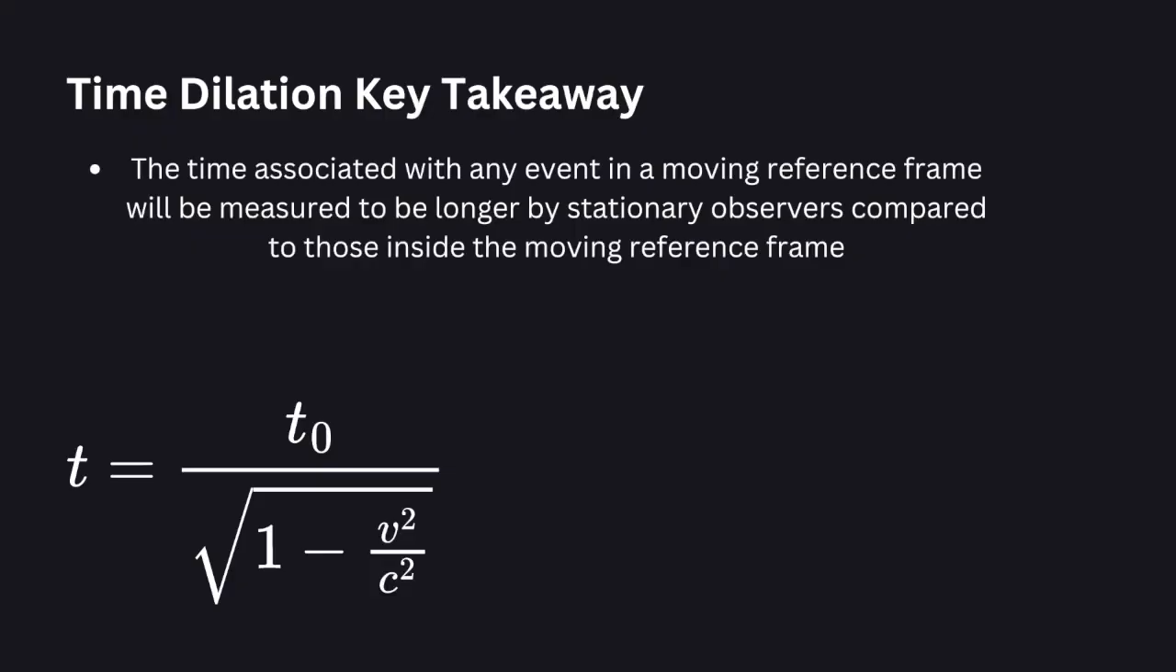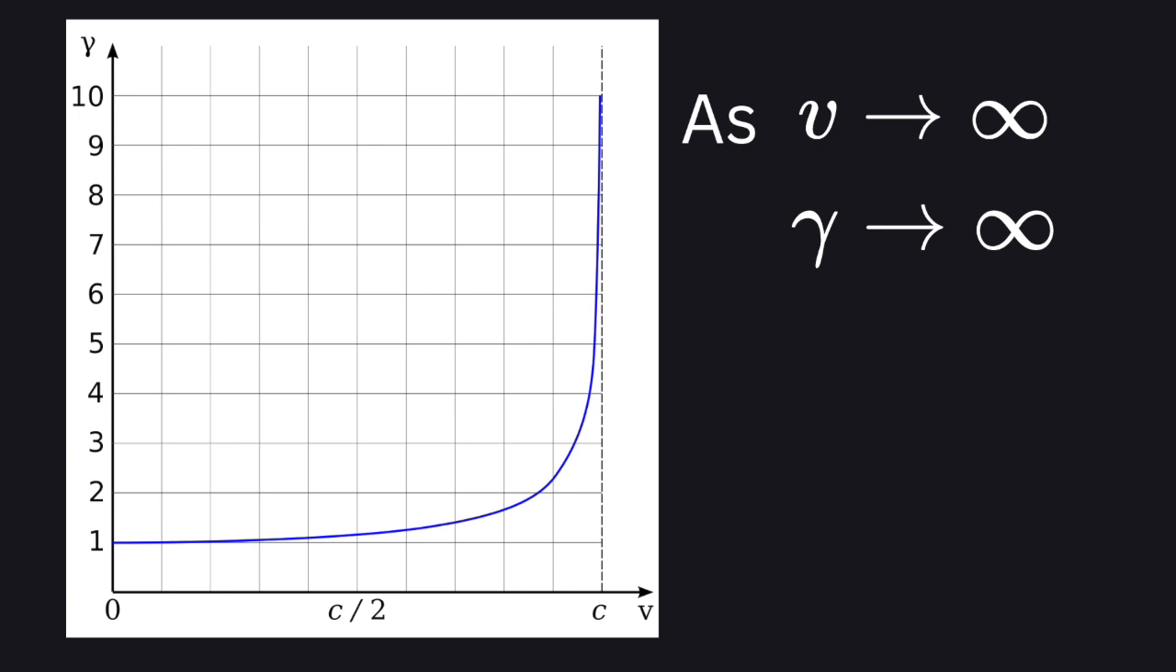From this thought experiment, we can arrive at a simple principle. The time associated with any event in a moving frame of reference, it doesn't necessarily have to be light, is measured to be longer by observers who are moving slower outside as compared to observers inside. If we plug in any non-zero value for velocity into our new formula, there will exist a discrepancy in time, with this discrepancy approaching infinity as velocity approaches the speed of light.